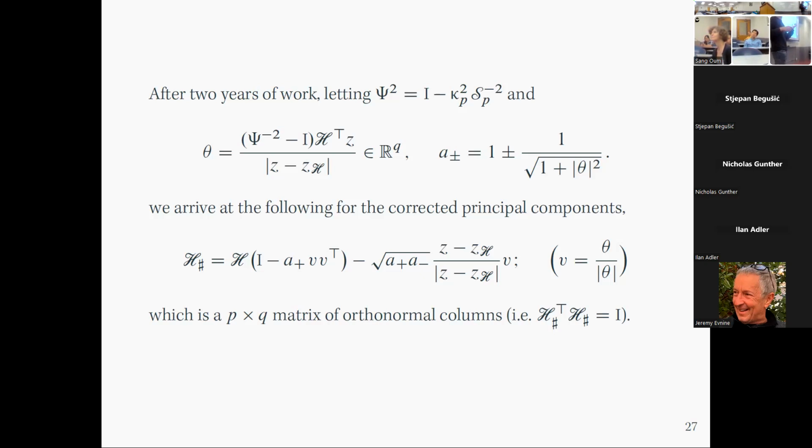The columns are orthonormal. So you can see at the end I wrote H sharp transpose times H sharp as identity. So these are truly corrected principal components. They're completely unit length and completely orthogonal. And it's a nice formula. You don't have to write any optimization code or compute any fancy things. It's just a plug-in kind of thing that you can code up very quickly. So I think that's it.